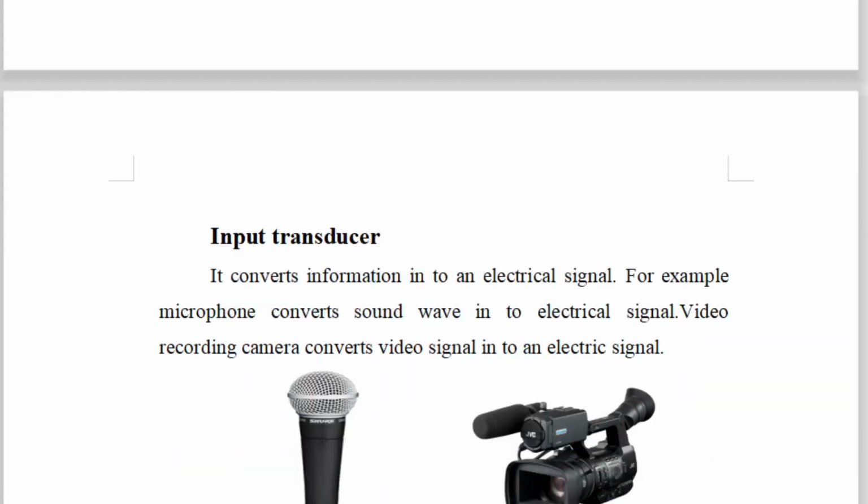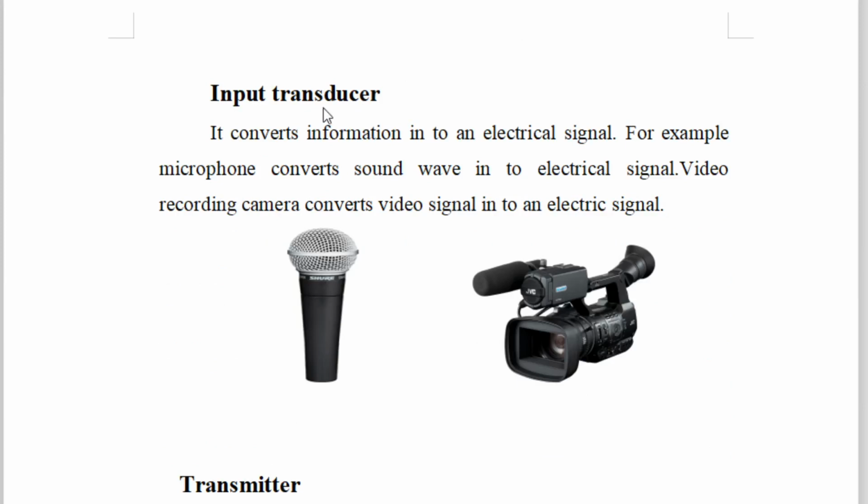We'll see. So transducer is basically used to convert any signal, that may be a sound signal of a human being, that may be a scene that is to be recorded, that may be a picture. So transducer is basically used to convert non-electrical signal into electric signal.